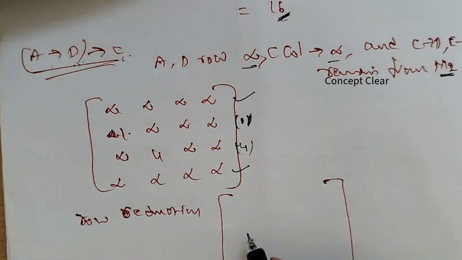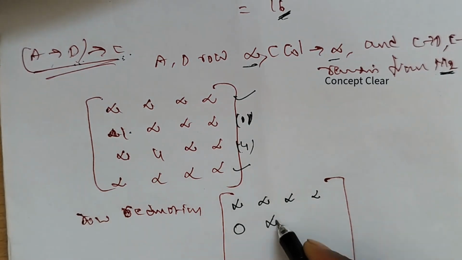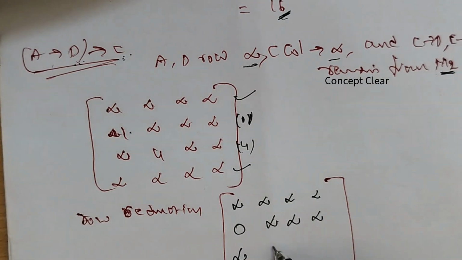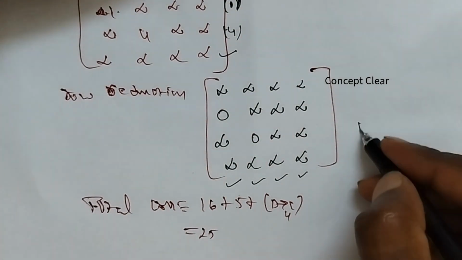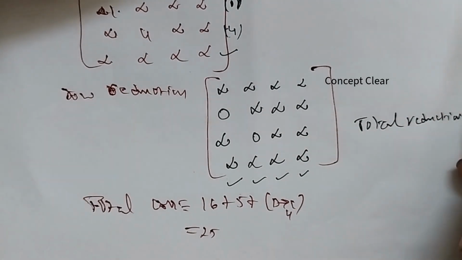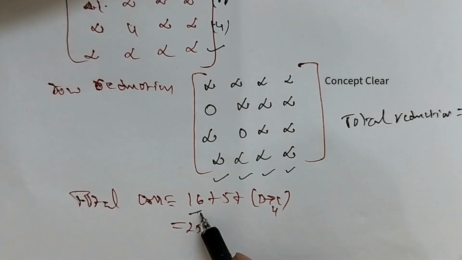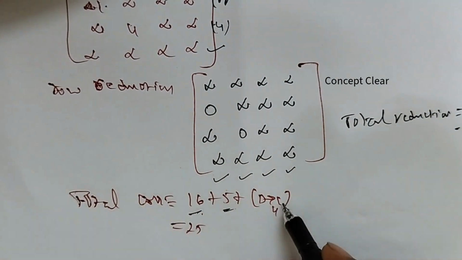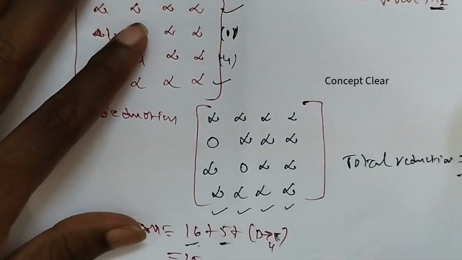After row reduction: infinity, infinity, infinity, infinity. Here 0, infinity, infinity, infinity. Here infinity, 0, infinity, infinity, infinity, infinity, infinity. What about column reduction? There is no need for column reduction, all are satisfied. So the total reduction is 5. Total cost is parent cost 16 plus reduction 5 plus the D to C path 4, so the total cost is 25. Now we have completed this work. And what about the next diagram?